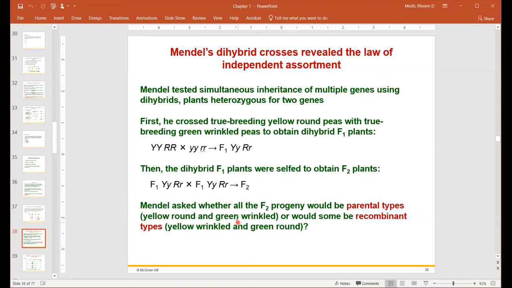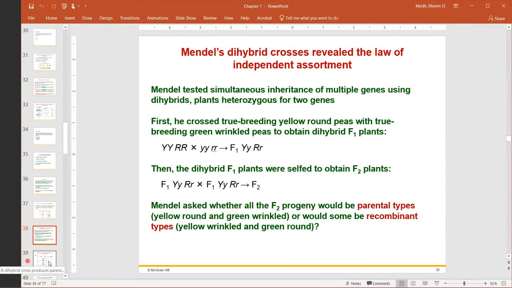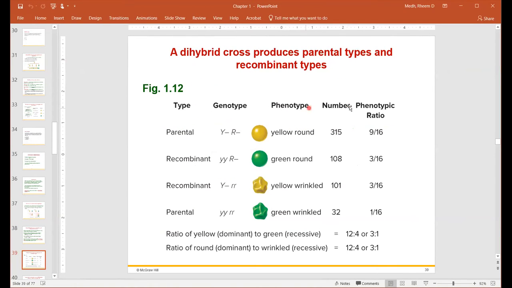Okay, so that's what Mendel tried to do, and what he found was you get all of these options, and therefore he concluded his second law, the law of independent assortment, which we will talk about in a little bit. So here, let's see how this works. Starting with the parental, remember when we put that dash, it means it could be anything. But you know the phenotype is yellow and round. Here the phenotype is green and round. Here it is yellow and wrinkled. Here it is green and wrinkled, right?